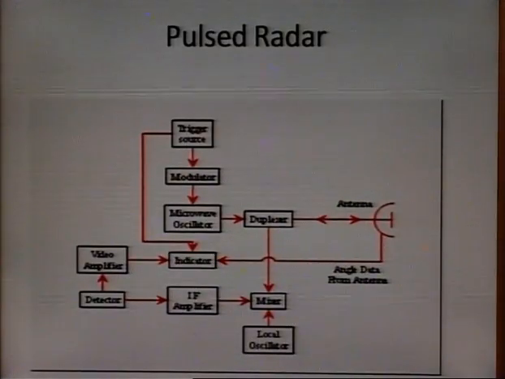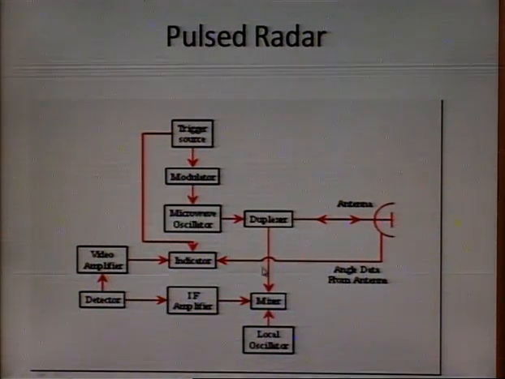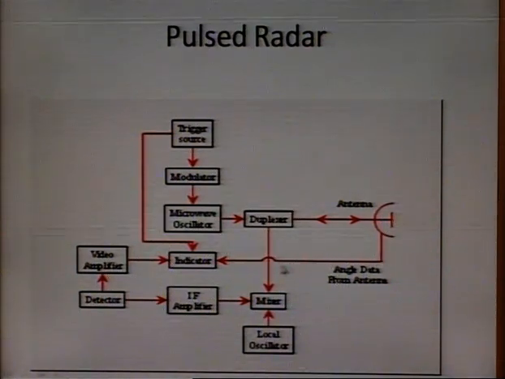This is a block diagram showing the basic pulse radar. Here we have trigger source, modulator, microwave oscillator, duplexer and antenna. The same antenna is used for the receiver section also. Here it is the indicator; the duplexer gives it to the mixer, local oscillator, IF amplifier, detector and video amplifier.